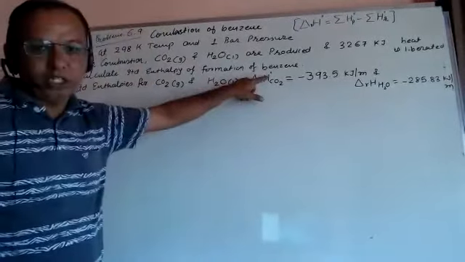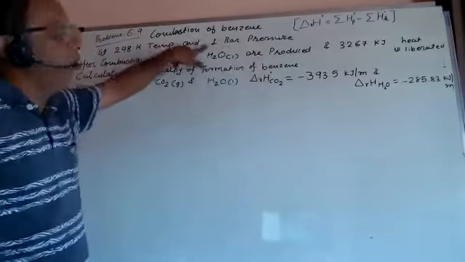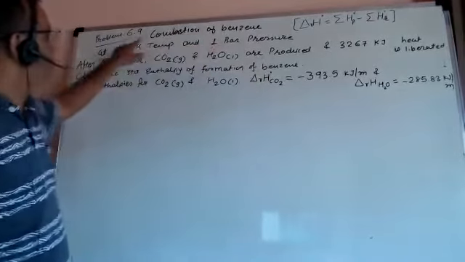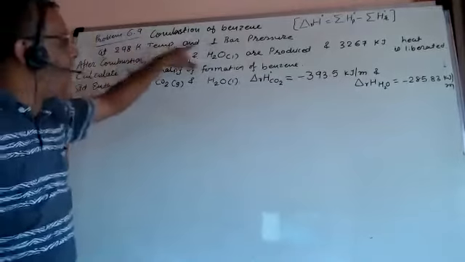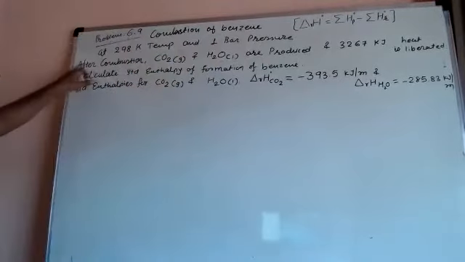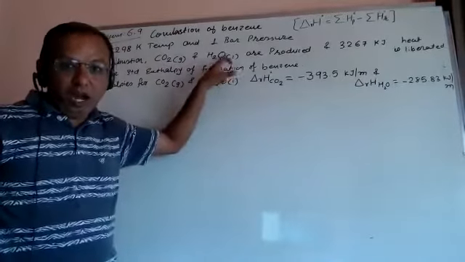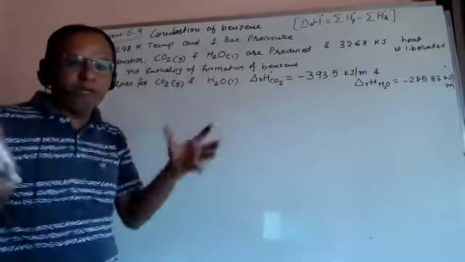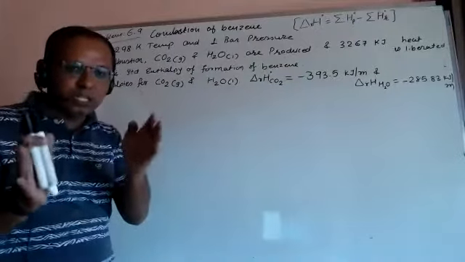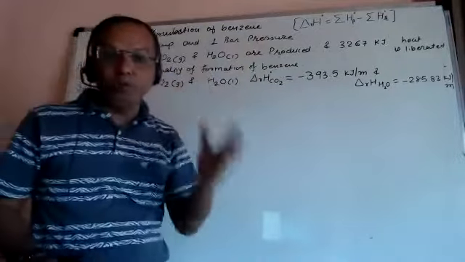H0 means standard condition. For standard condition, two minimum requirements are there. First is temperature 298 Kelvin and pressure 1 bar, given here. After combustion, carbon dioxide and water are produced. So ultimately, the simple thing is given. Combustion of benzene is to be considered.